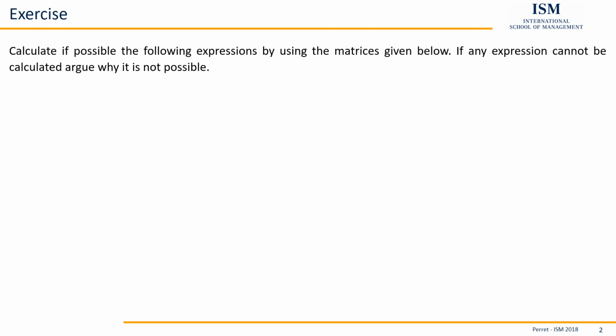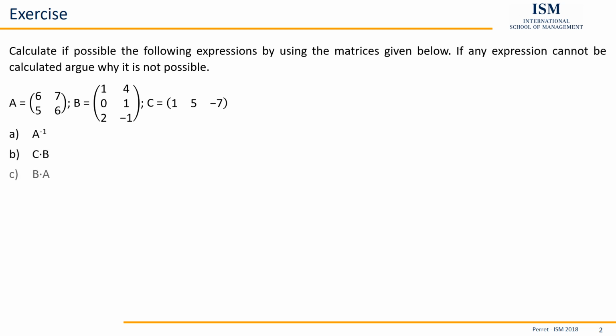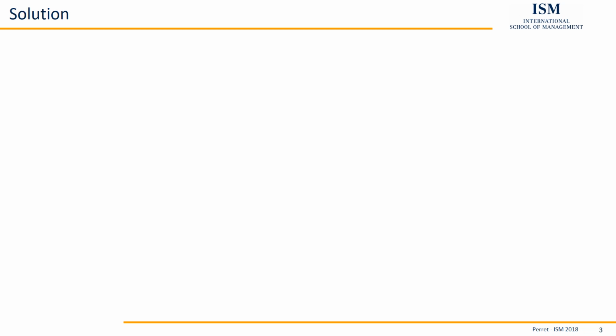Calculate if possible the following expressions by using the matrices given below. If any expression cannot be calculated, argue why it is not possible. Then we have here three different matrices, A, B and C, and we have to calculate four different expressions. So in the first part it's an inverse, in the other three it's just multiplication. So let's start with the first one.